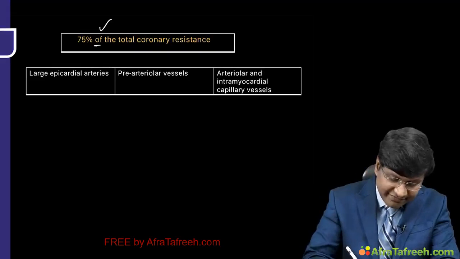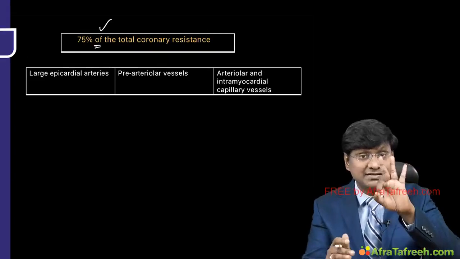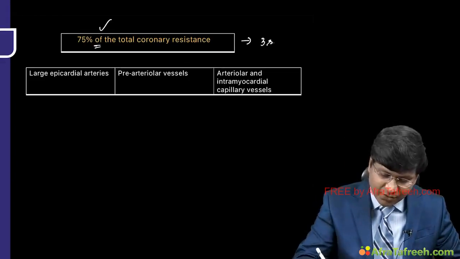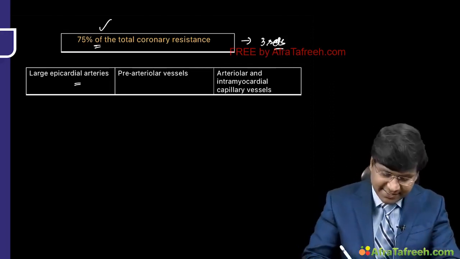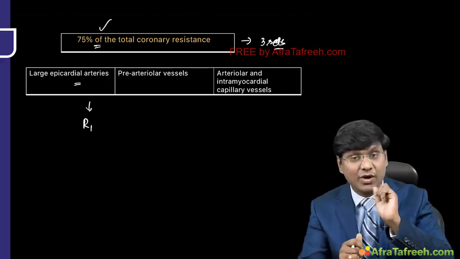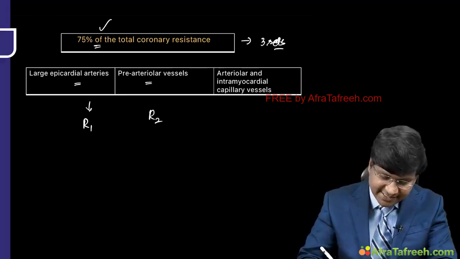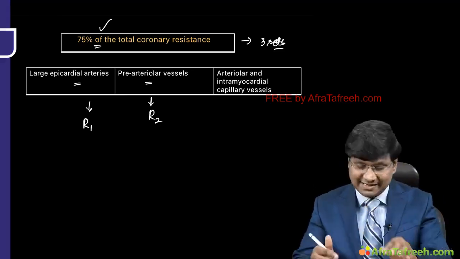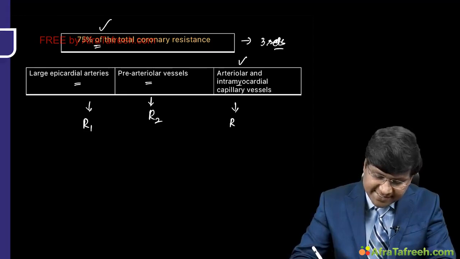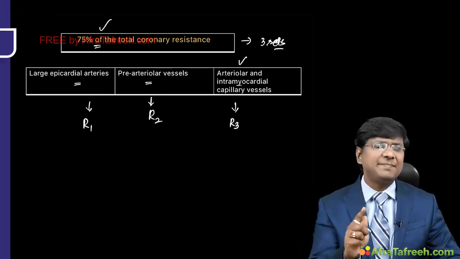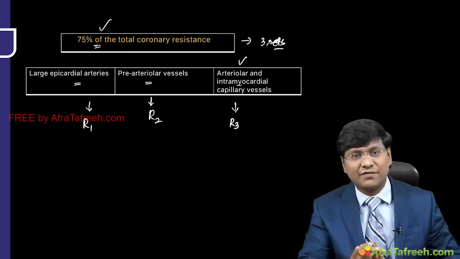About 75% of the total coronary resistance to the flow occurs across three sets of arteries. Now, what are these three sets of arteries? Number one, large epicardial arteries, that is considered as resistance level 1. At the level of prearteriolar vessels, that is resistance level 2. And at arteriolar and intramyocardial capillary vessels, that will be resistance level 3. So 75% of the total coronary resistance to the flow occurs across these three sets of arteries.